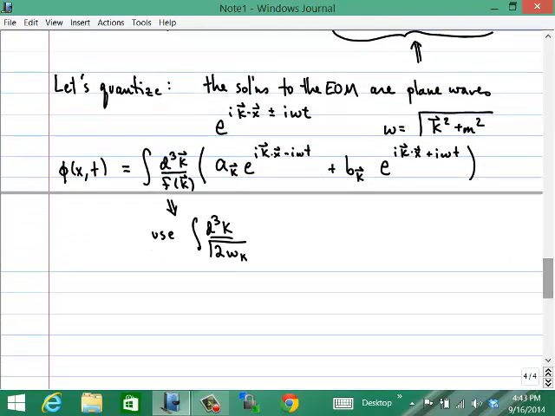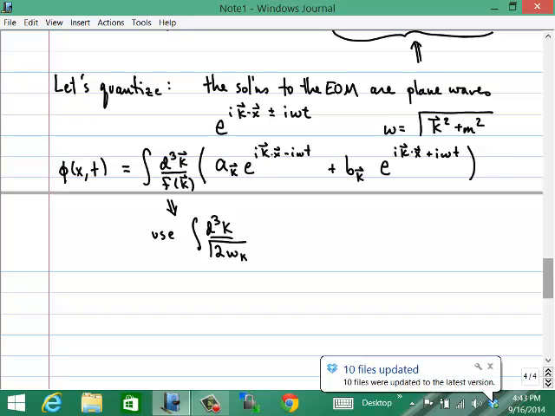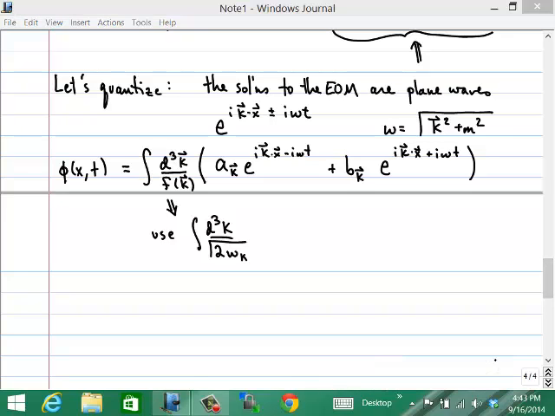Although, for example, if you look in some textbooks, they make some different convention for what that measure factor is. It just will end up turning out to factor into some normalization constants in those coefficients a and b. Now, the next thing that we want to do is impose that phi is real, so it's equal to its complex conjugate.